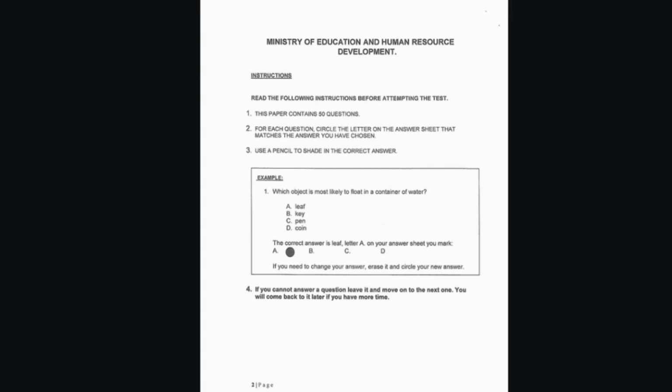Now here it tells us, read the following instructions before attempting the test. Number 1, this paper contains 50 questions. Number 2, for each question, circle the letter on the answer sheet that matches the answer you have chosen. And number 3, use a pencil to shade in the correct answer.